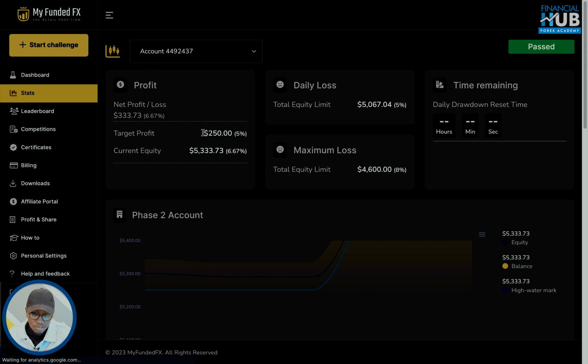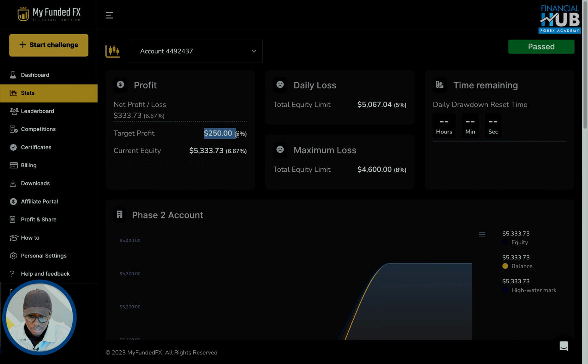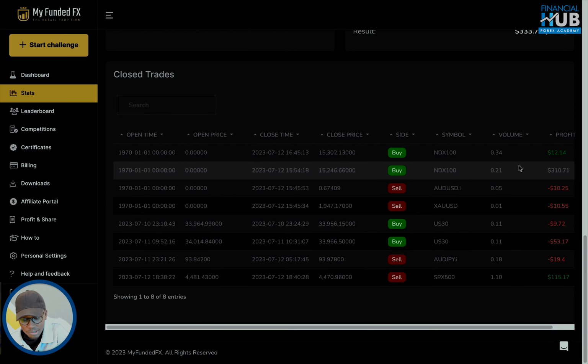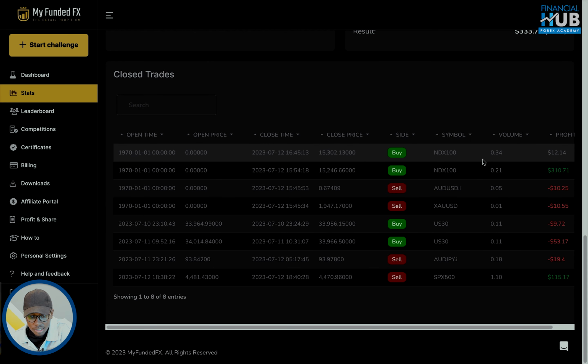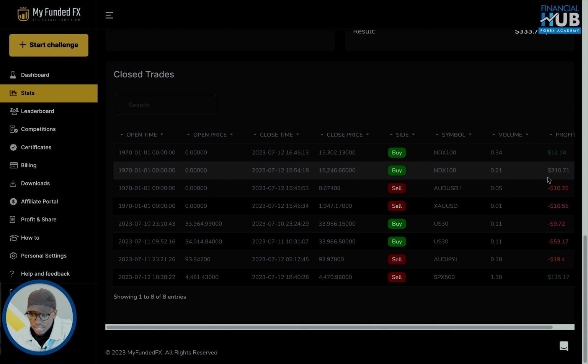And then when I go to the second account which I got, it was here. This account was supposed to return $250, which was 5%, and for me I actually managed 6.67%, which is an extra 1.67%. With this one you can see there's one trade that I took. The first one was 12, and then the second trade was what passed me the challenge.